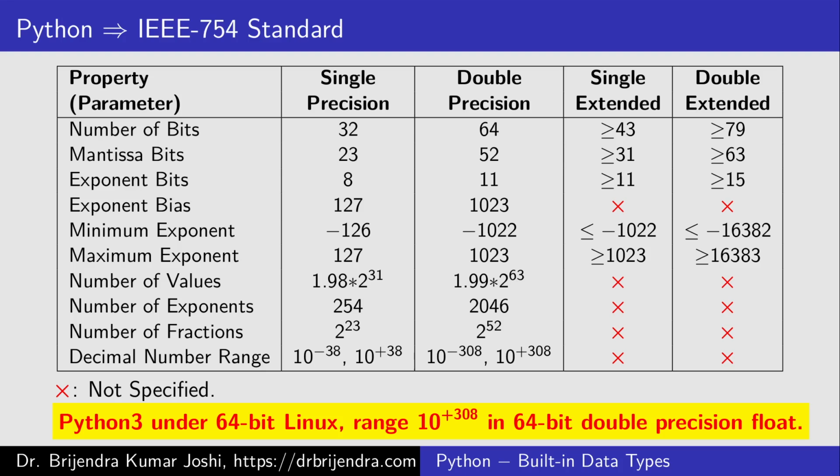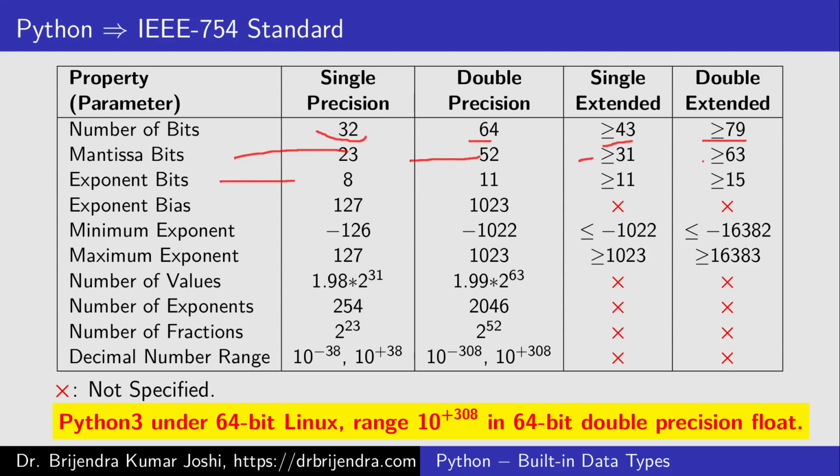So this is the parameter: number of bits. In single precision, 32 bits. In double precision, 64 bits. In case of single extended, the restriction is the number of bits has to be greater than or equal to 43, whereas in case of double extended, greater than or equal to 79. How many mantissa bits? Single precision, 23 mantissa bits. Double precision, 52 mantissa bits. And single extended greater than or equal to 31, and in case of double extended greater than or equal to 63.